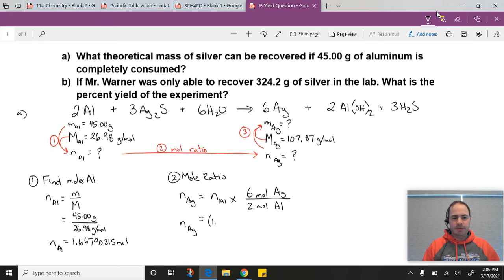We're going to take our 1.66790215 and multiply by 6/2, which really is just multiplying by 3. So when we get our moles, we are going to end up with 5.0037064449 moles. The last thing we want to do then is to do that last step, which is to find mass. So now we've got moles of silver. We're going to find the mass of silver.